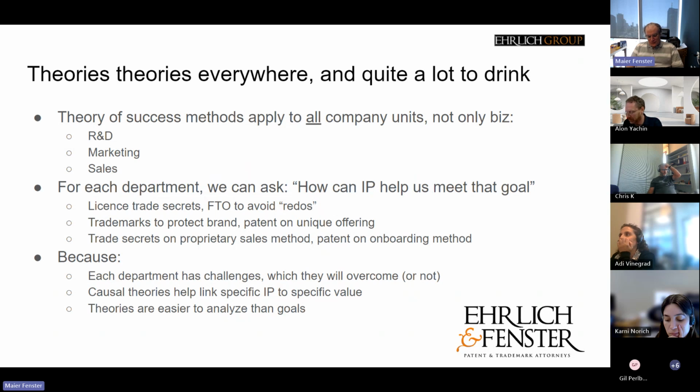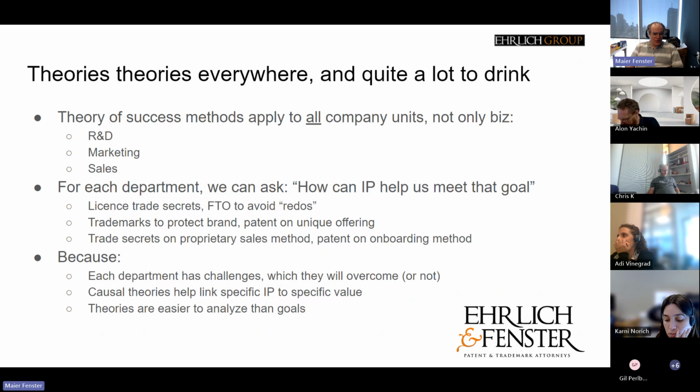I don't know if you noticed, but I talked about IP and I talked about the business. But guess what? All of the company units have success, failure, and challenges. Just for example, R&D, marketing, and sales. And of course, for each one of these departments, we can ask, how can IP help us do whatever it is we want to do?